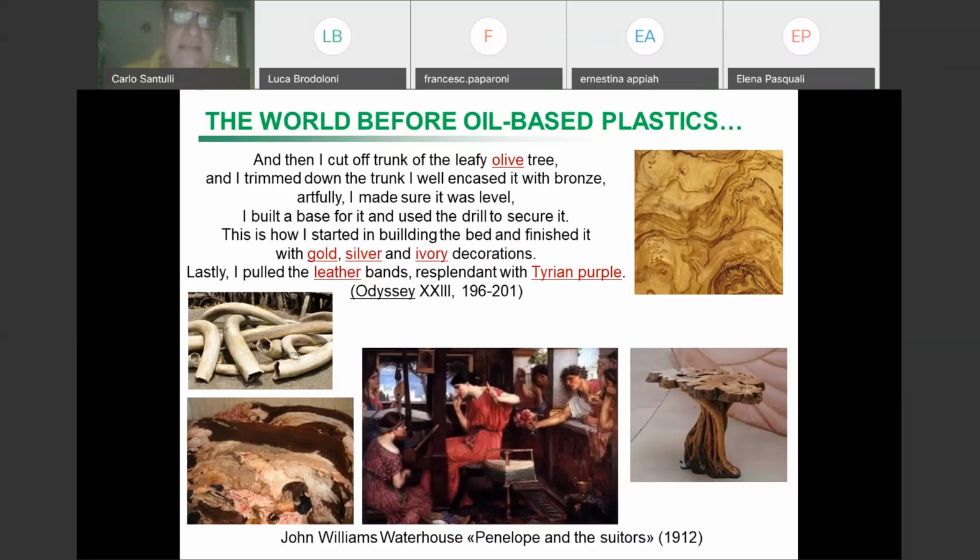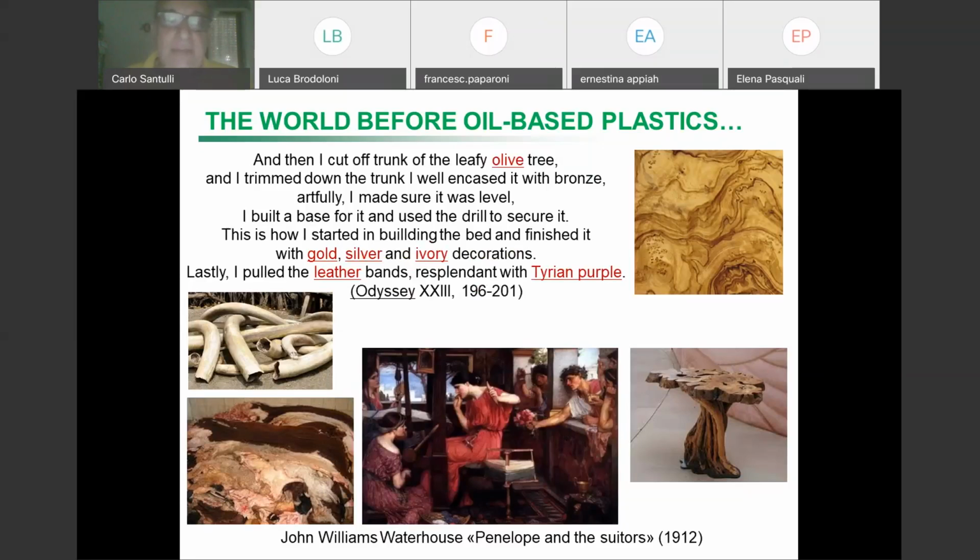Then there was leather. Leather was made of the skin of oxen, basically of cows, and purple. Purple was a color. These were the materials that Ulysses had available at that time. Not very much, because of course, if he had steel to work his bed, it would have been much better, but he didn't have steel.